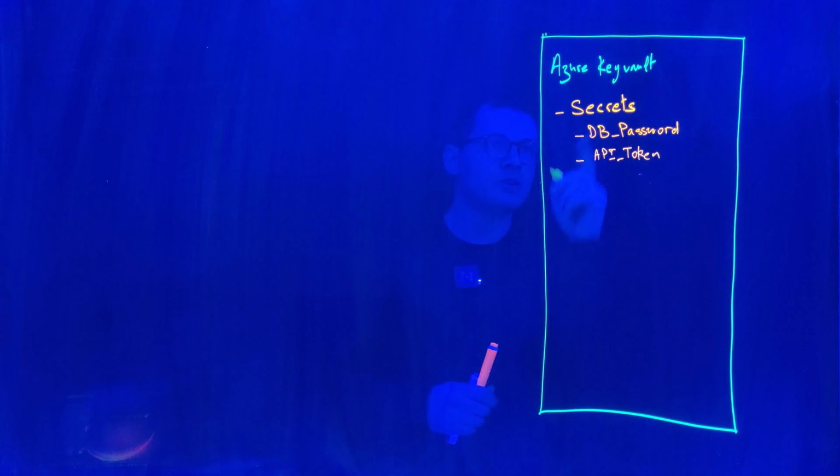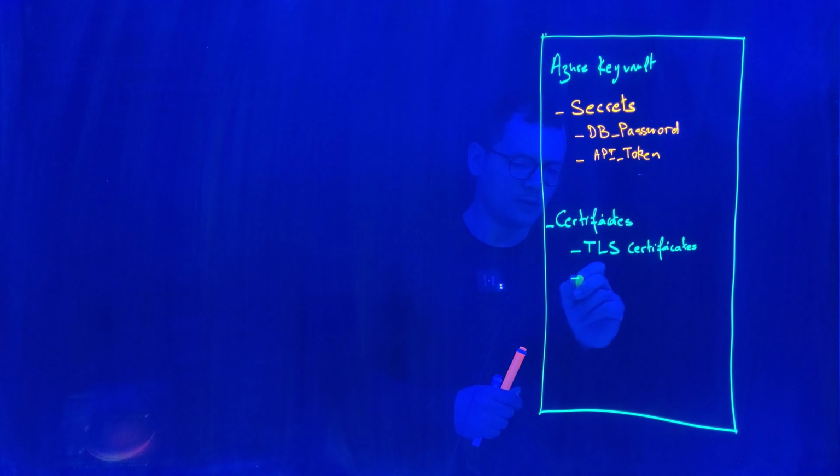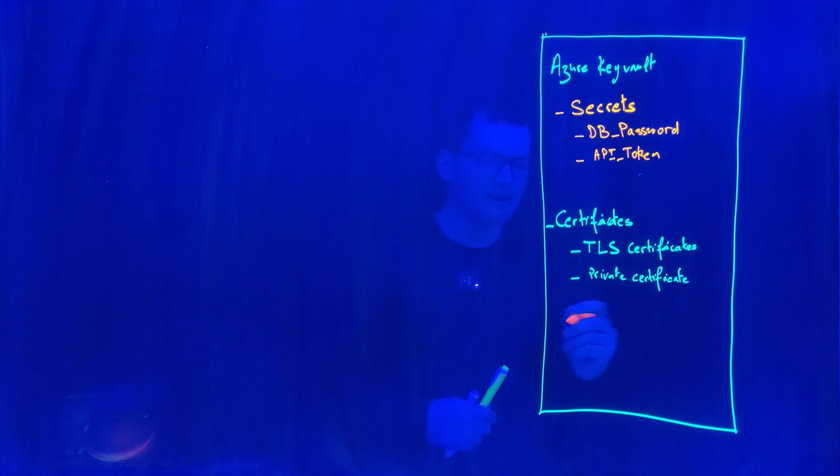And then we can also use it in order to store certificates. So we have a second type of object within Azure Key Vault, that is the certificates. Those certificates typically could be TLS certificates, or anything that could be a private certificate, something that you want to keep for your application, you don't want it to be exposed publicly, and you want it to be encrypted.